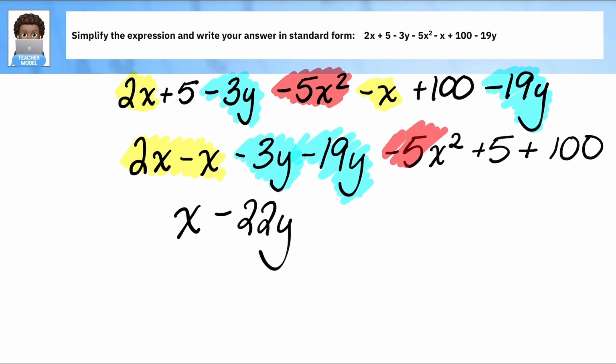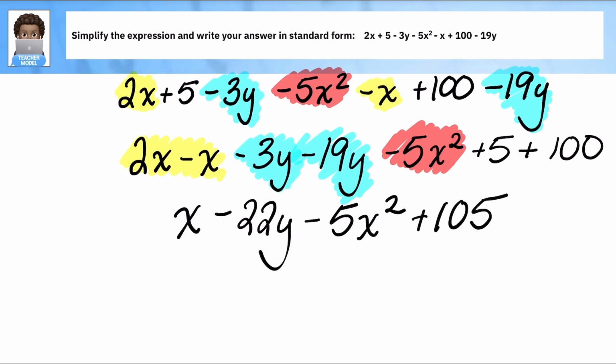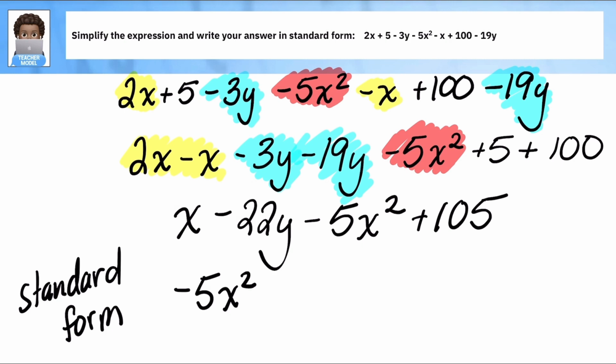Here I just had negative 5 to the second power by itself. Negative 5x to the second power plus 105. All right, so I've combined all my like terms. I can't simplify that anymore, but I do want these in standard form, meaning I have to take the largest degree, which would be the negative 5x squared. That's the largest degree. And now I can go plus x minus 22y.